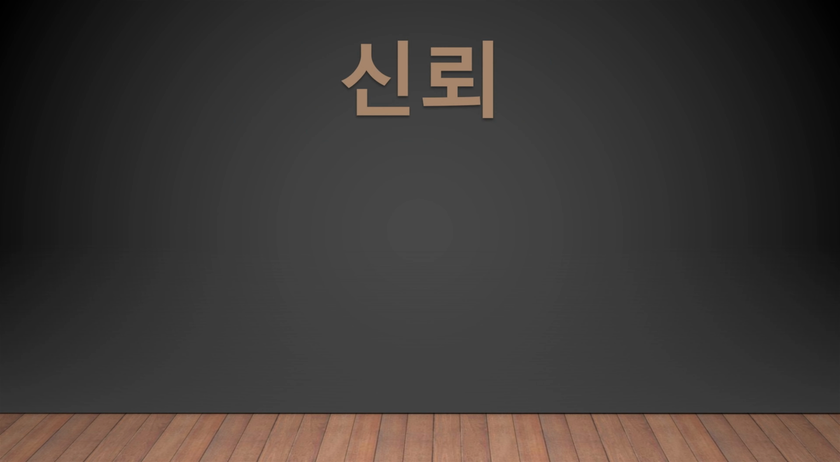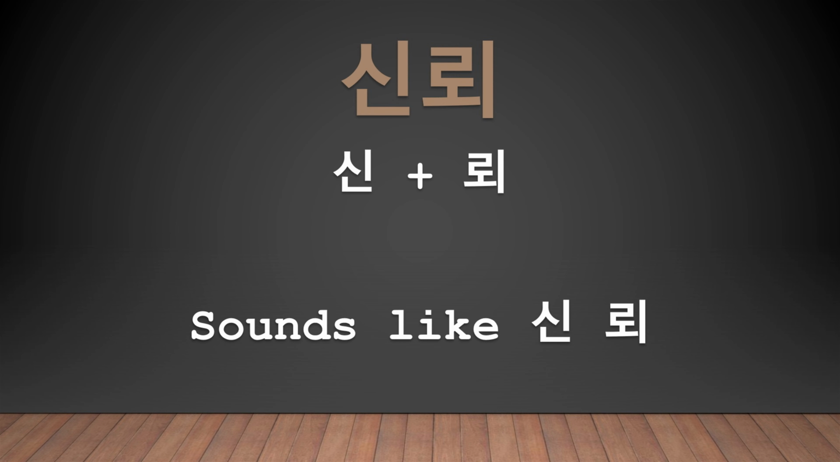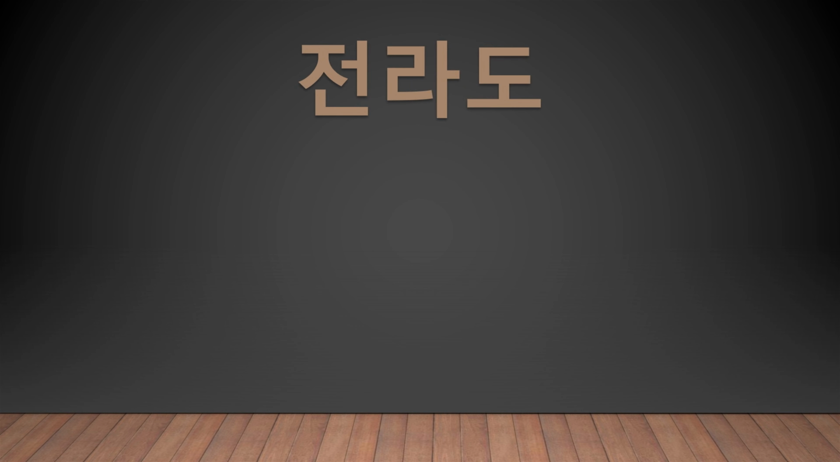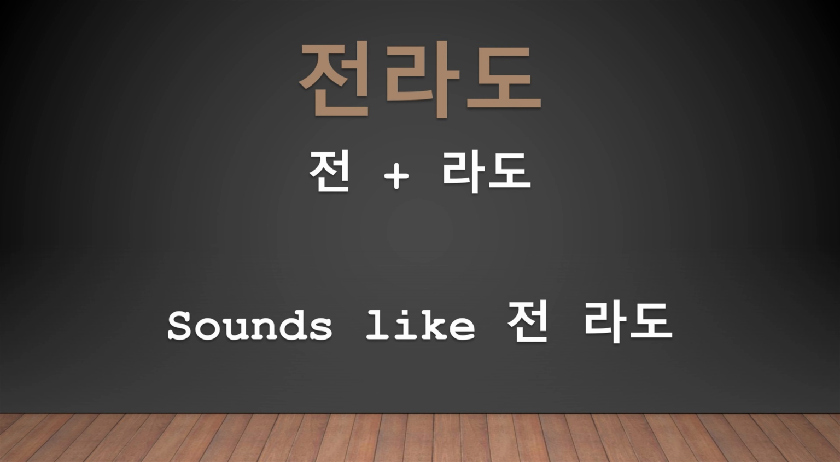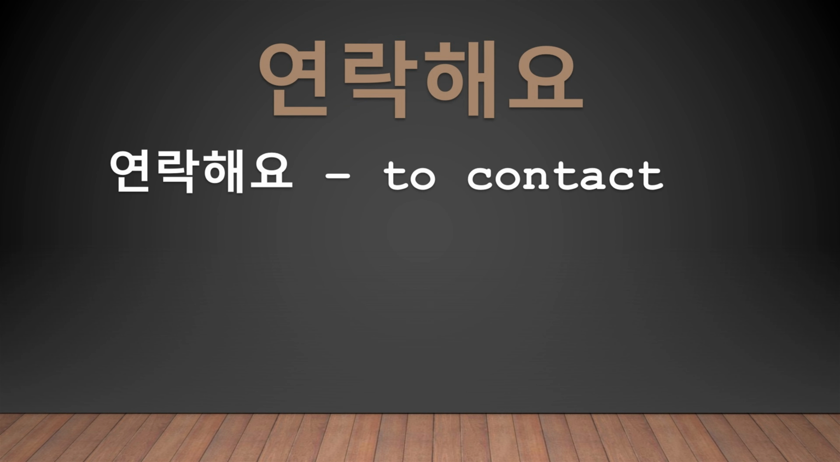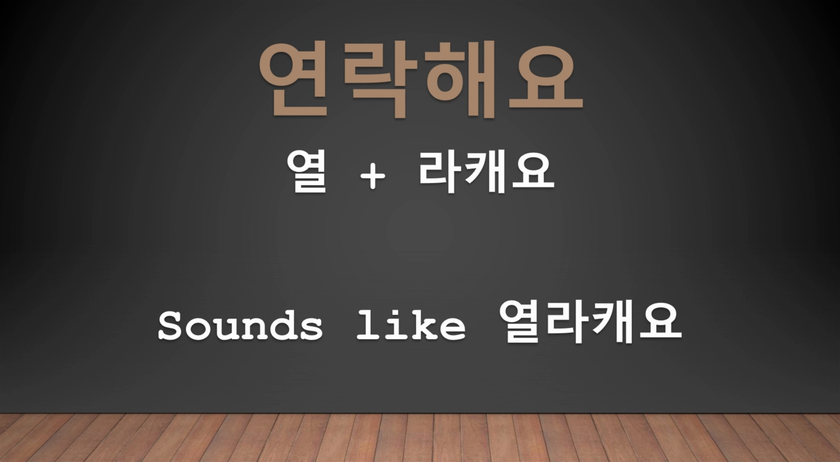This can be seen in 신뢰, meaning reliance or trust. 신 and 뢰. 신뢰 is pronounced as 신뢰. 전라도, a province in Korean. 전라도 is pronounced as 전라도. 연락해요, meaning to contact. 연락해요 is pronounced as 연락해요. Remember the aspiration rule? So when you see niên and lir next to each other, just remember that niên is pronounced as lir.